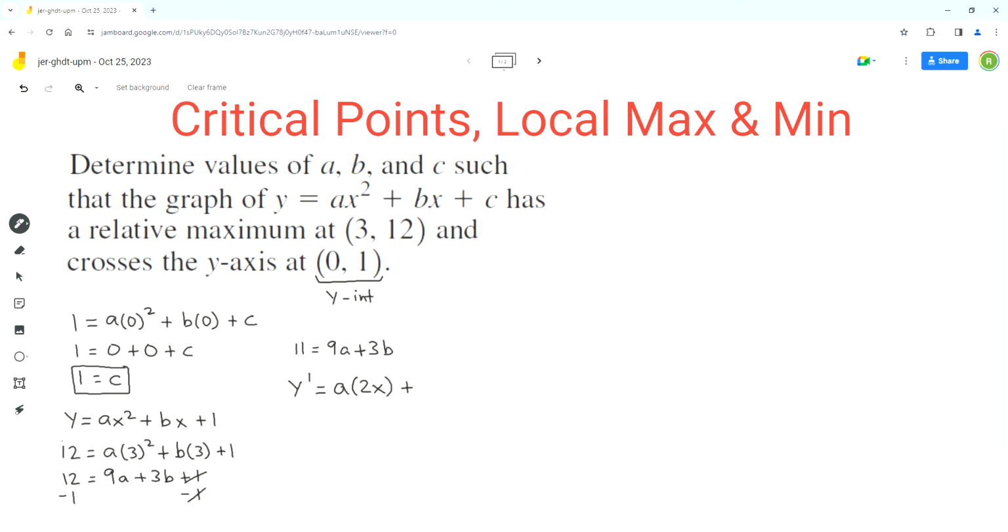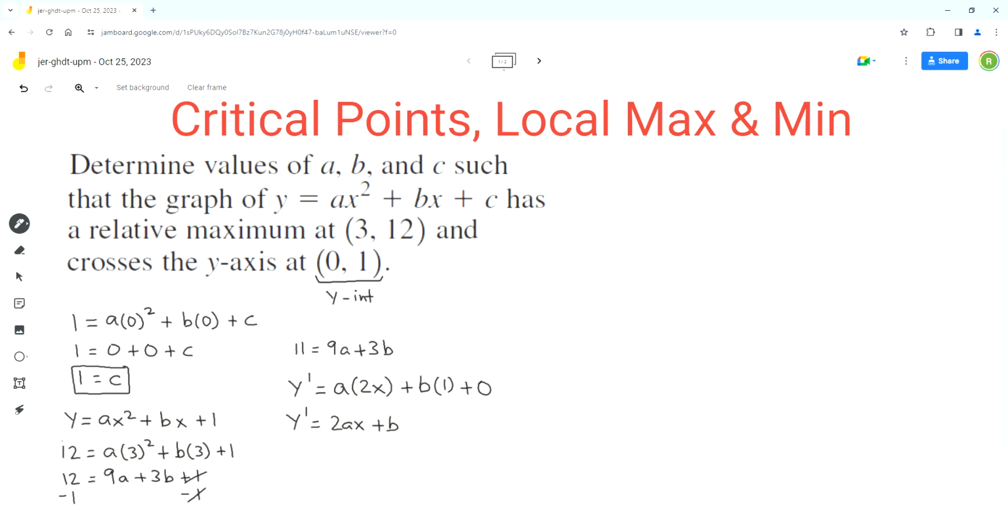And then for the second term, b is the coefficient, so it will stay as it is. So the derivative of x is 1. Now the third term is 1, and since it's a constant, the derivative of 1 is 0. Now we can simplify this expression. y prime equals 2ax plus b.